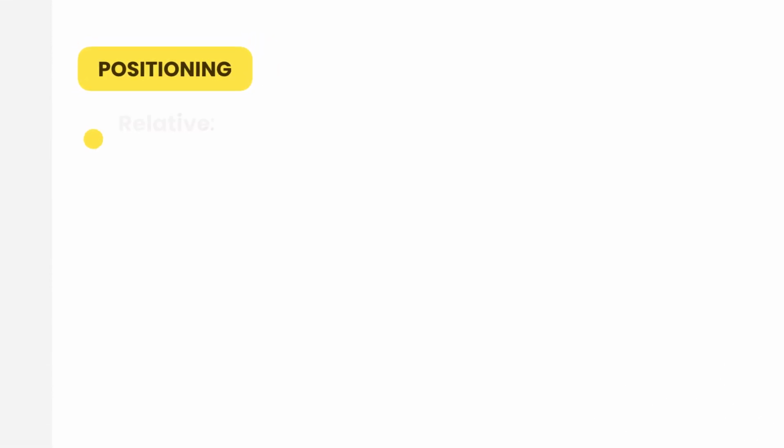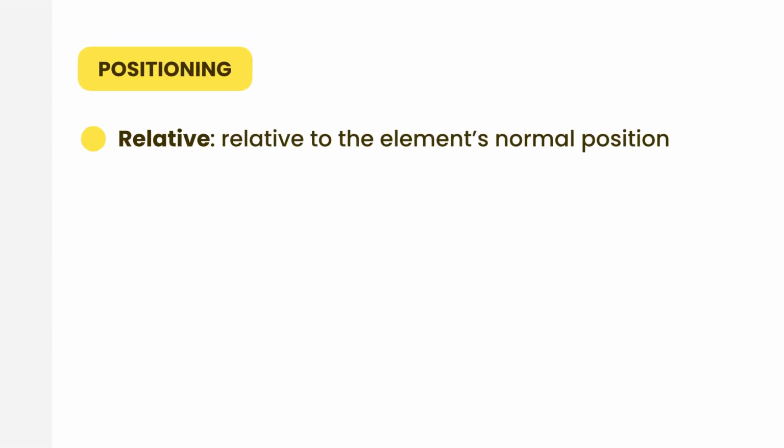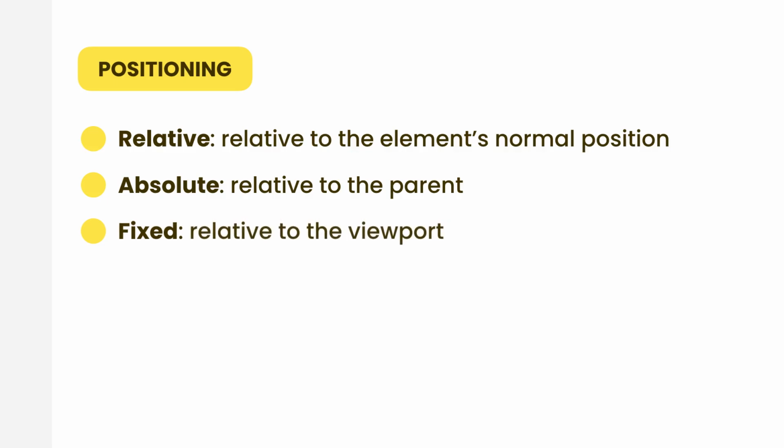So let's quickly recap. With relative positioning, we can position an element relative to its normal position. The other elements are not affected. With absolute positioning, we can position an element relative to its positioned container. That's why we had to apply a relative position on the container. And finally, with fixed positioning, we can position an element relative to the viewport.